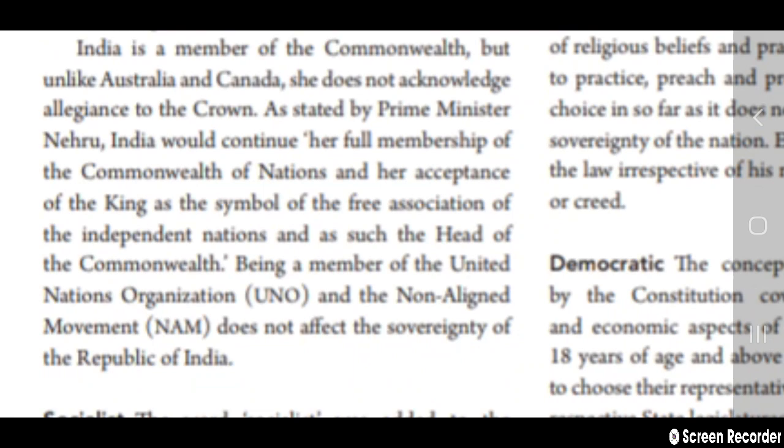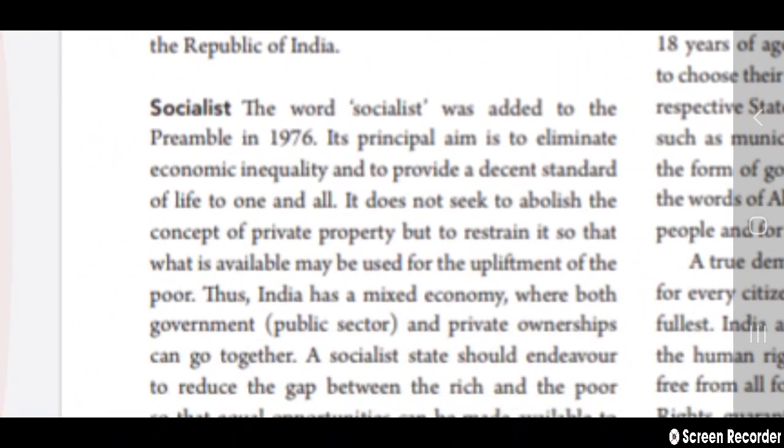Being a member of the United Nations Organization, UNO, and the Non-Aligned Movement, NAM, does not affect India's sovereignty. By this, no other country can affect the sovereignty of the Republic of India.